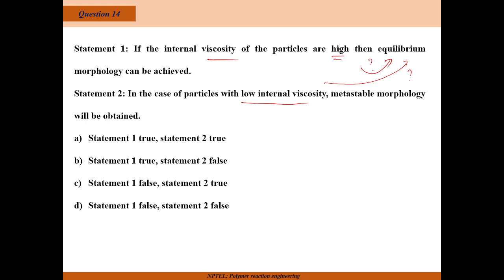When the particles form, we can make it. But equilibrium morphology, we are talking about size. But with low internal viscosity, generally we have difficulty maintaining that shape. So the morphology control will be better when we have higher viscosity. That's the understanding. Probably we can discuss.